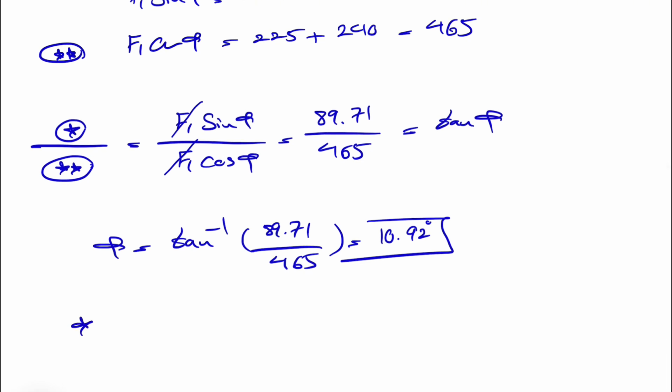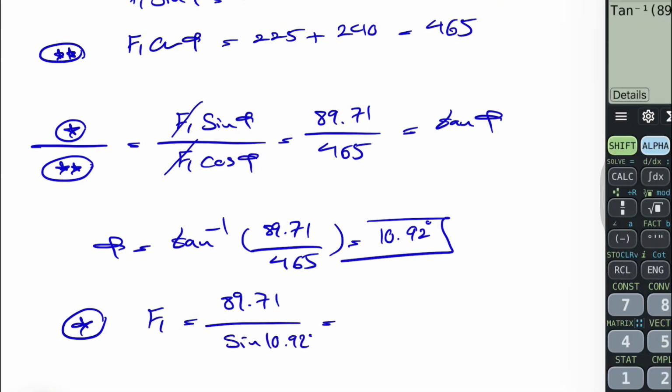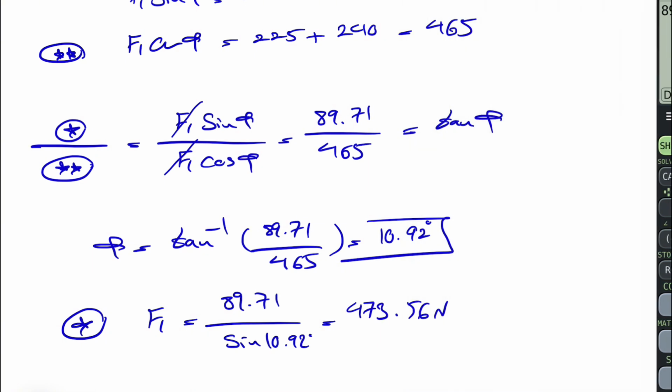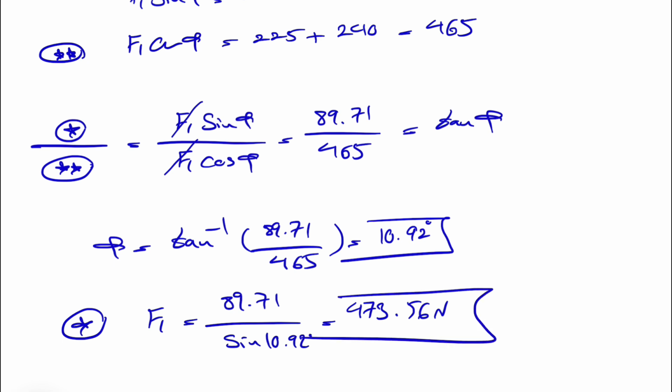We can use one of these equations in order to find F1. Let's take the first one. F1 would be 89.71 divided by sine of 10.92 degrees. So our F1 would be 473.56 newtons, which would be the final answer for this question.